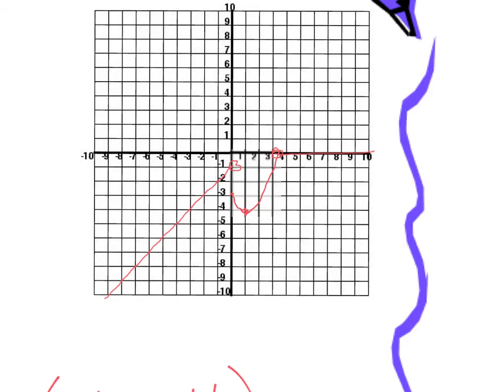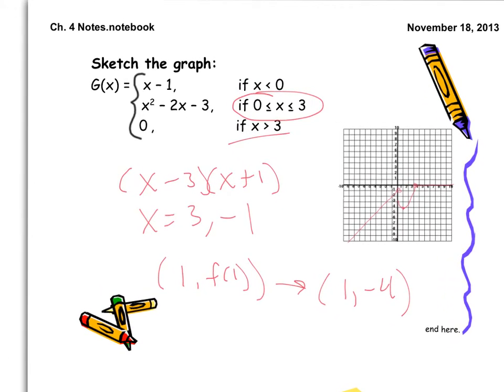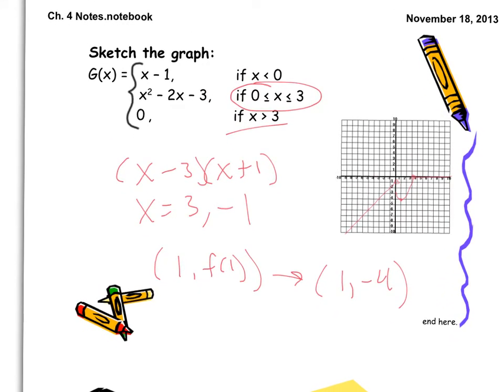Kind of an interesting little graph. Same graphing techniques, but it just depends on the domain as far as which graph I used. All right, that's all for 4.1. Be sure to ask more questions in class if you had any issues with any of the material.